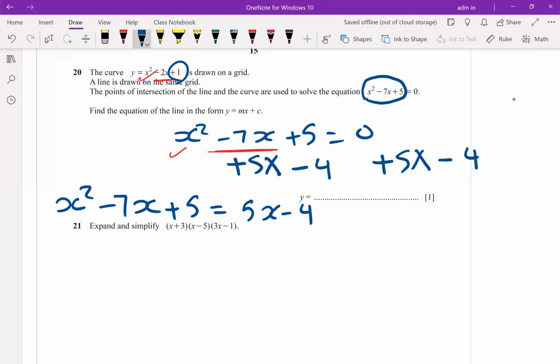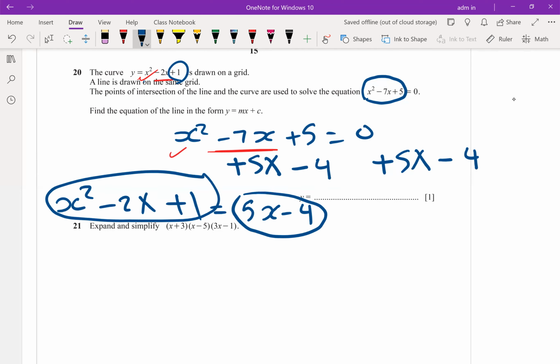If you solve it now graphically, x squared minus 2x plus 1 is equal to 5x minus 4 graphically. When you sketch the graph of this function and the graph of this straight line, you can find the solution graphically. So what is the equation of the line? The equation of the line is y equals 5x minus 4.